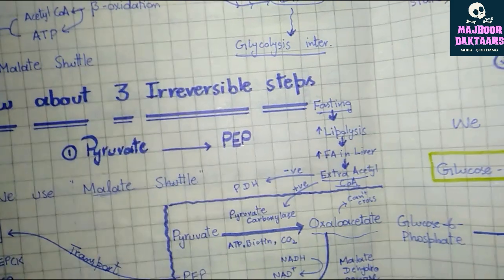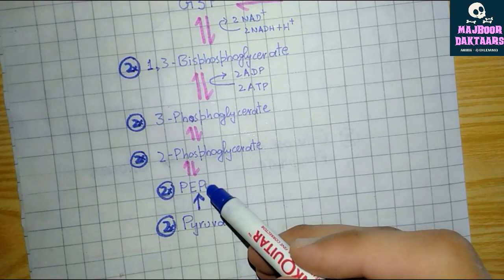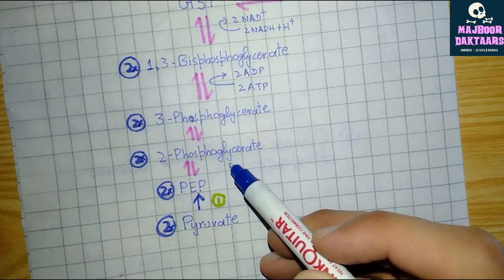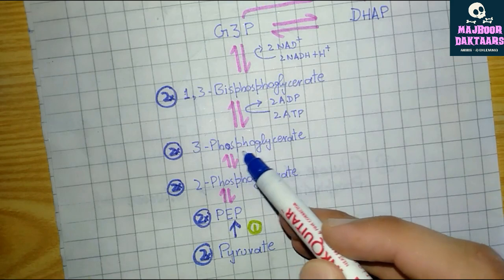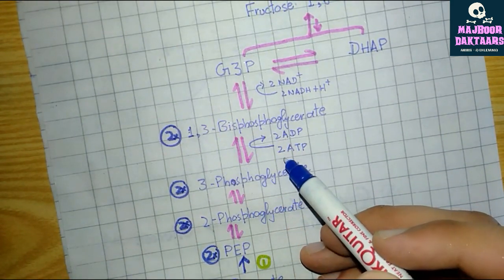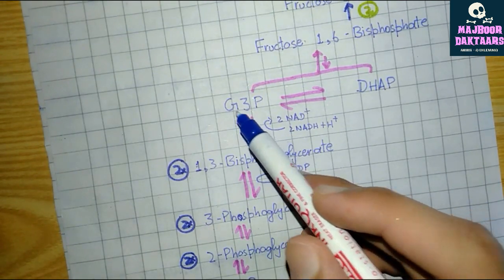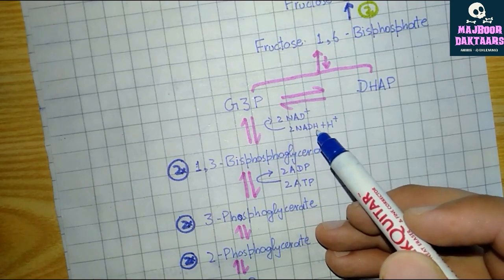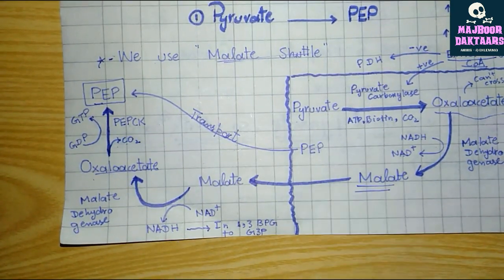Now after the first step, the next step is reversible. So phosphoenolpyruvate will be converted into 2-phosphoglycerate, the same as in glycolysis. Then this 2-phosphoglycerate will get converted into 3-phosphoglycerate. Then it will get converted into 1,3-bisphosphoglycerate and 2 ATP will be utilized, and then it will be converted into glyceraldehyde 3-phosphate by the utilization of 2 NADH molecules which were also formed here.